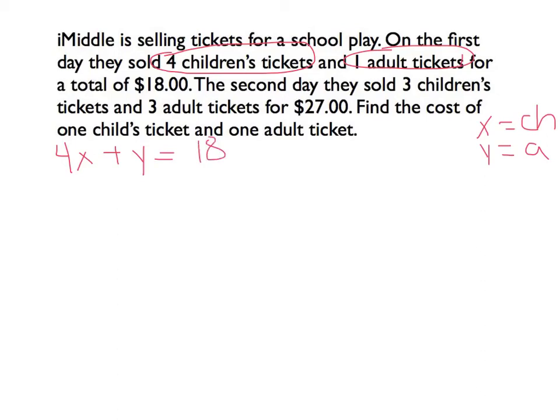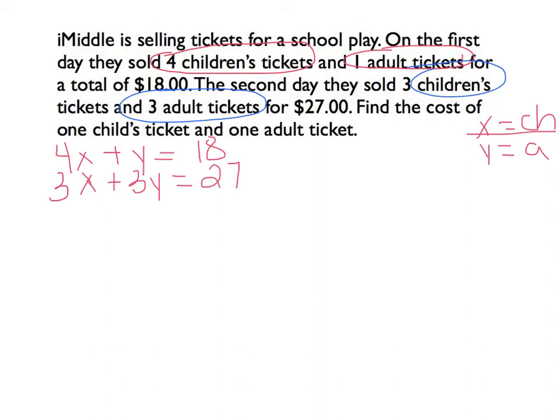The second day, they had 3 children's tickets, 3 adult tickets, and that was $27. So if we have 3 children's tickets for x, 3x plus 3y, and that equaled $27. Now, using all the steps that we learned in the previous examples, I want you to try to solve this system of equations using substitution. You might want to go back and look at your notes and review the steps.